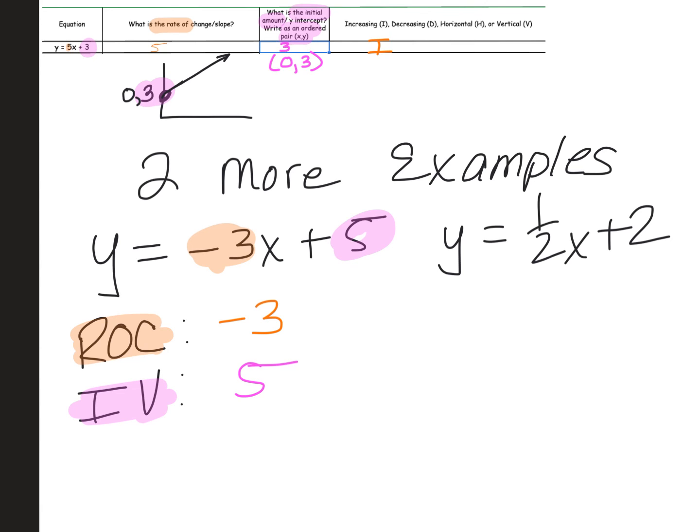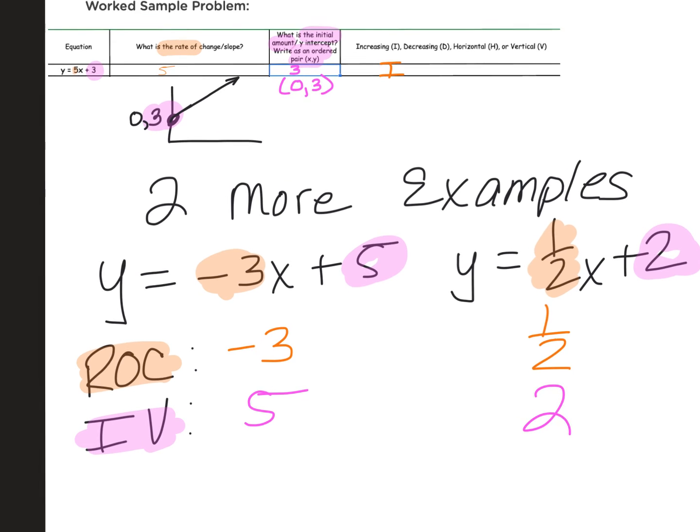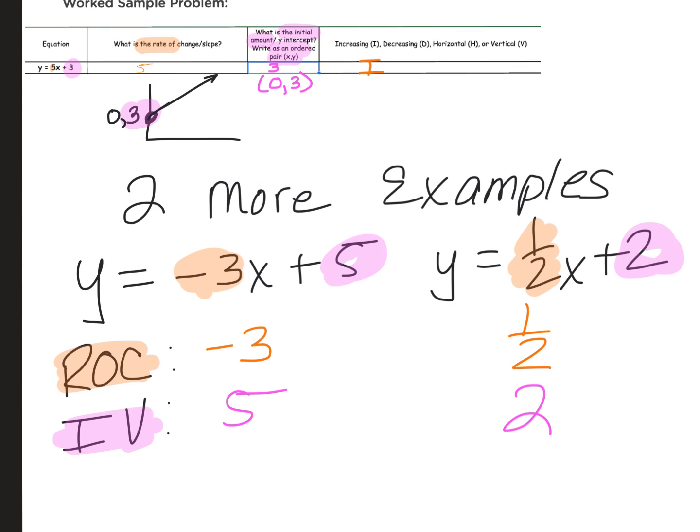In example number 2, the rate of change is going to be +1/2, and the initial value is going to be a +2. So on the assignment that involves the Google Sheet, if I ask you to write the initial value as an ordered pair, this is what you would do. For this one, you'd say 0, 5, and for this one, you would say 0, 2.